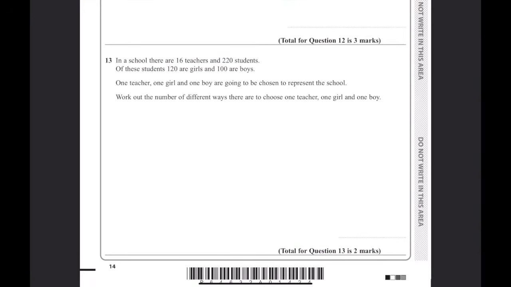In a school, there are 16 teachers and 220 students. Of these students, 120 are girls and 100 are boys. One teacher, one girl and one boy are going to be chosen to represent the school. Work out how many combinations there are. So if there are 16 teachers, we can multiply that by 120 and multiply that by 100. And that will give us all our combinations that we can have.